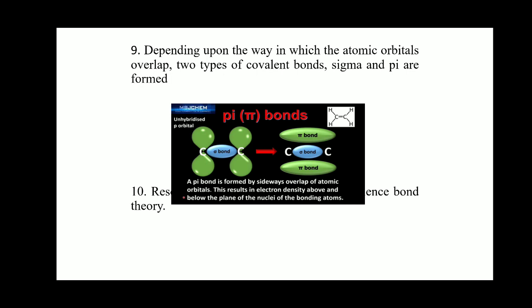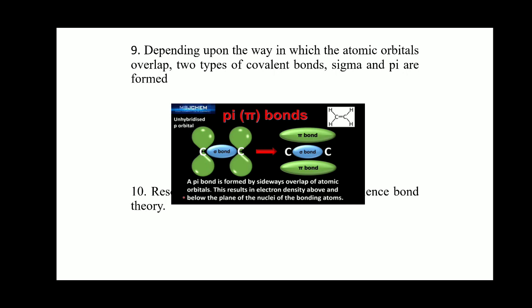And the last postulate, the tenth postulate, states that resonance plays an important role in valence bond theory. Why does resonance play an important role? Because resonance provides extra stability to the molecule. There is a separate topic of resonance. We will discuss in the next lecture what resonance is, how resonance gives extra stability to the molecule, and how a molecule becomes stable after resonance.